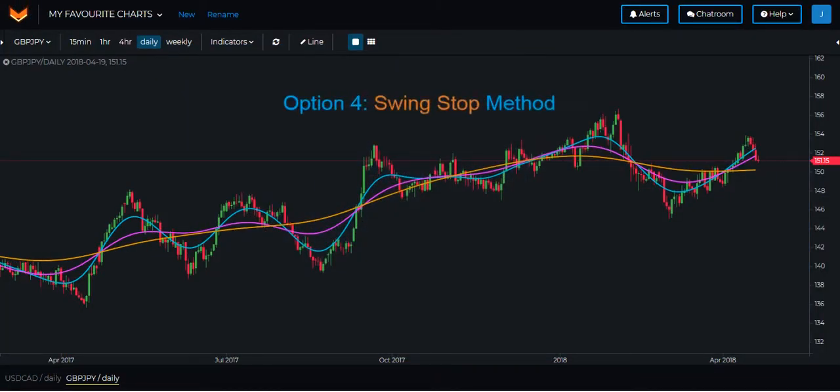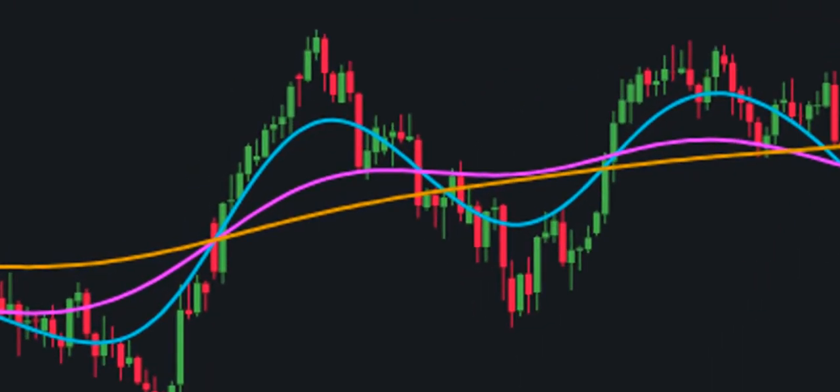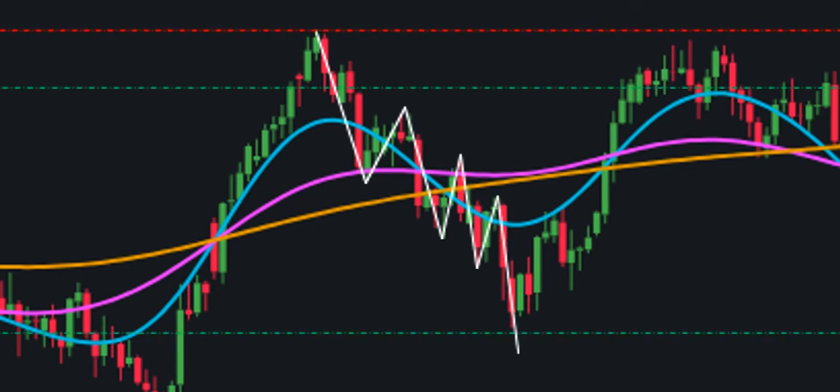Option number 4 is called the swing stop. A swing stop is based on the cyclicity of the markets. As you are all well aware, the markets do not move in straight lines but instead move in cycles both in the upwards and the downwards direction. With this method we move the stop according to the swings or the cyclicity of the markets.